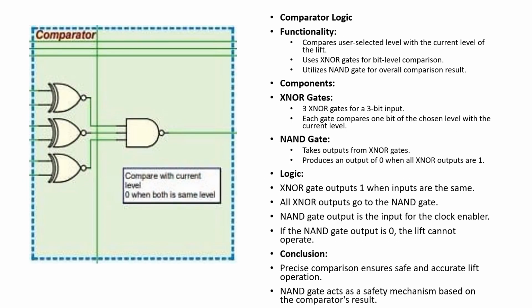Okay, I will now talk about the comparator, whose output will be the input of the clock disabler. We use 3 XNOR gates here and 1 NAND gate. Each XNOR gate compares 1 bit of the chosen level with the output, which is the current level. When all 3 XNOR gates get the same inputs, they provide an output of 1 and go to the NAND gate. When all 3 inputs of the NAND gate are 1, it outputs 0. So if all the inputs and outputs are the same, it will provide an output of 0, which means the lift cannot be operated if the chosen level and current level are the same.